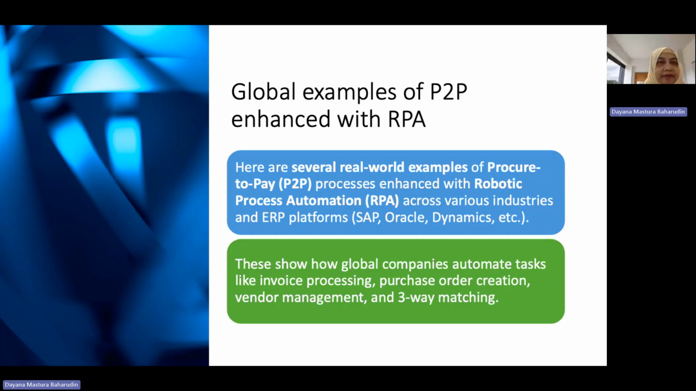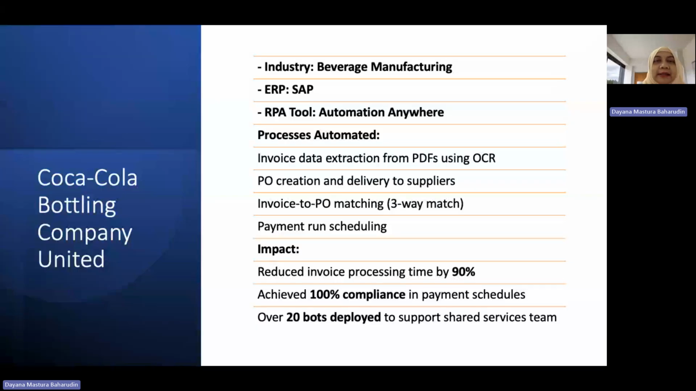So we have here, first one, Coca-Cola Bottling Company United. The industry is beverage manufacturing. The ERP system is SAP. RPA tool is Automation Anywhere. Process automated: invoice data extraction from PDFs using OCR. We know that OCR are the eyes of the robot. PO creation and delivery to suppliers, invoice to PO matching, three-way matching, payment and scheduling.